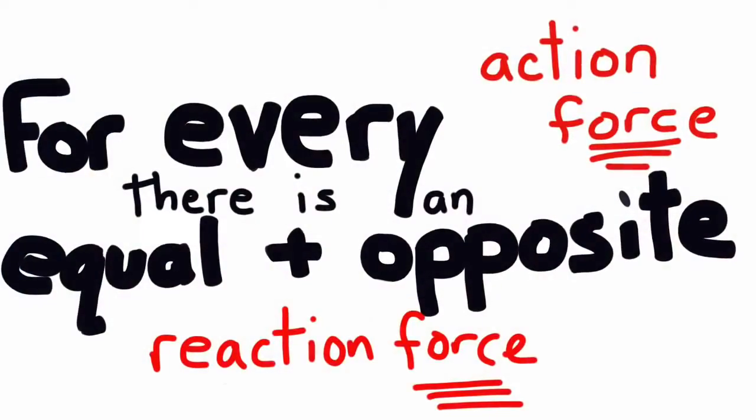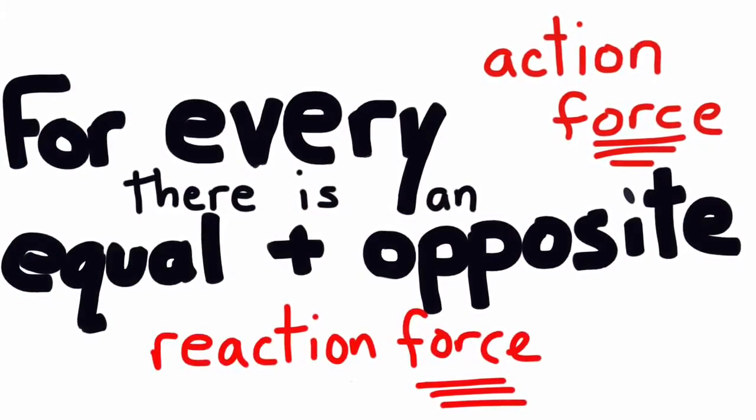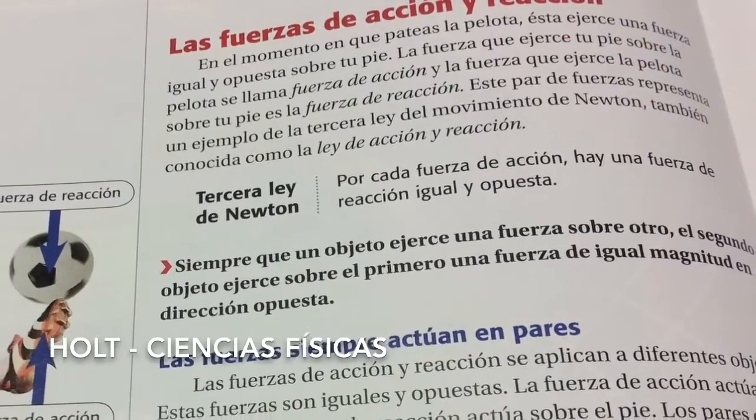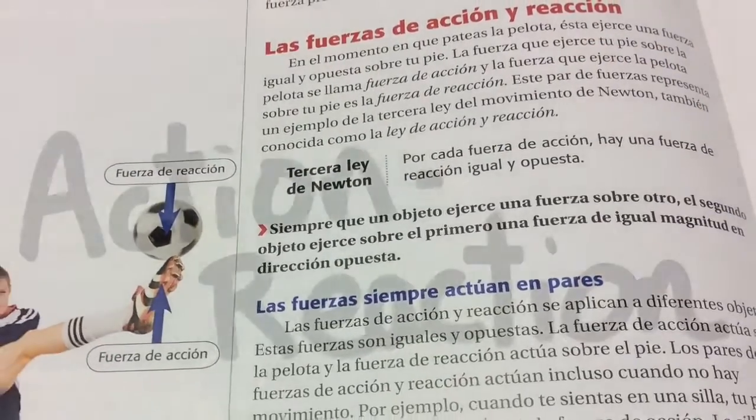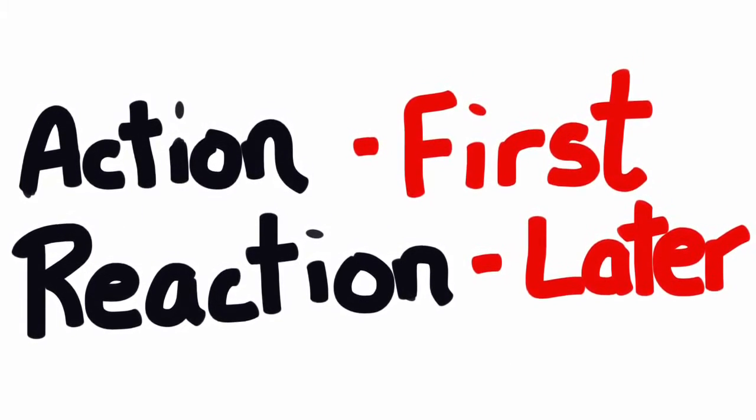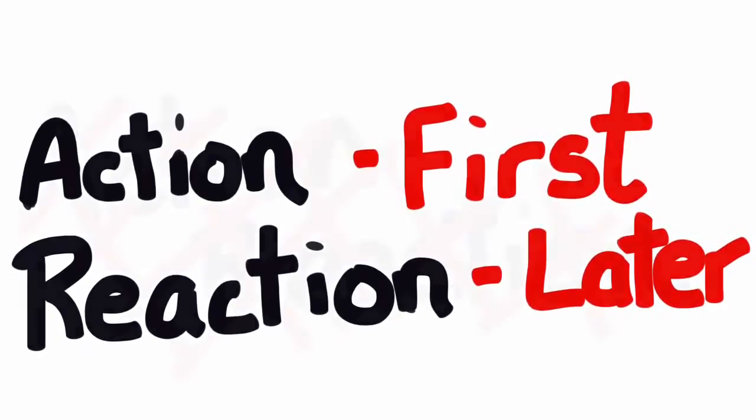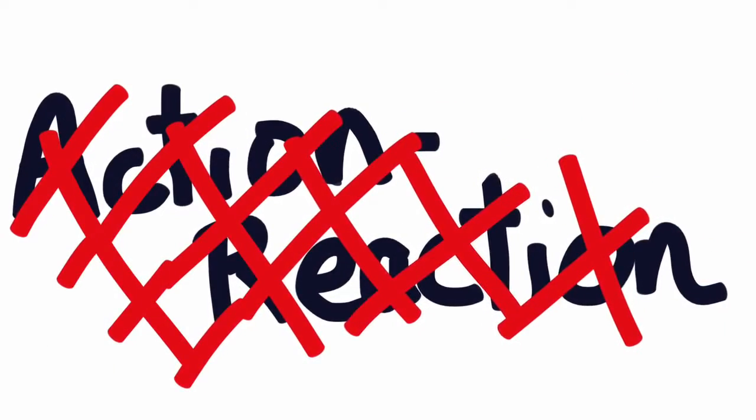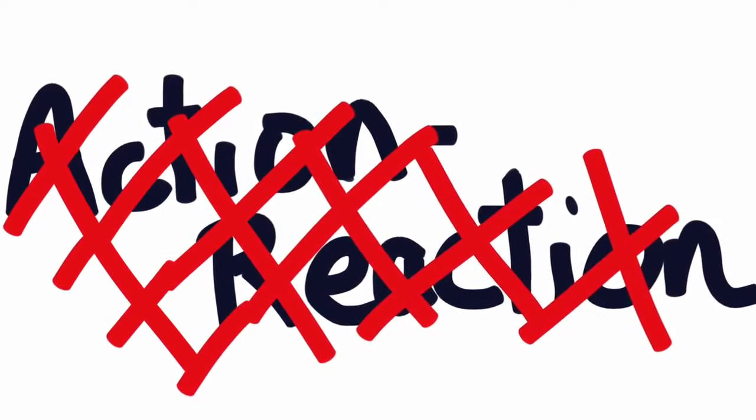Maybe you could put a good physics word in there like force and say for every action force there's an equal and opposite reaction force, but there's a problem there too. The words action and reaction in the English language have significance. Action is considered to be first, reaction is considered to be later. That's not true about Newton's third law, so we've got to dump that language, action and reaction.